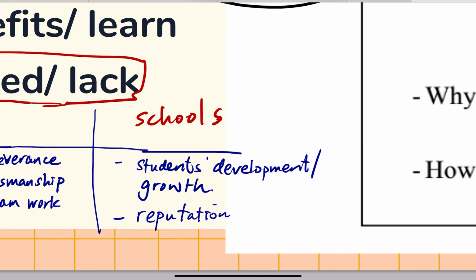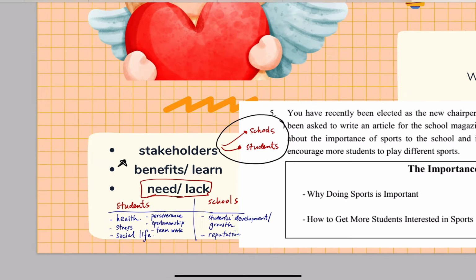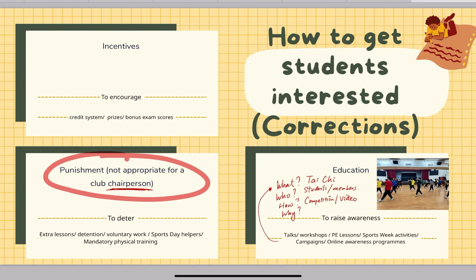As for school, we focus on two major things. Number one, it's students' growth and development. Number two is reputation. That means whether it can help make the school become more popular. After that is the second part, how to get students interested. In other words, it's like the correction to the problem.